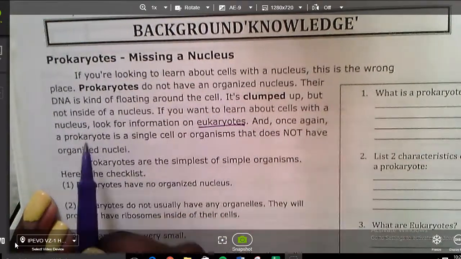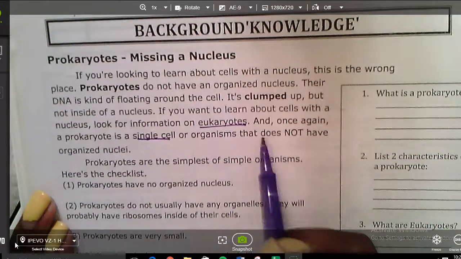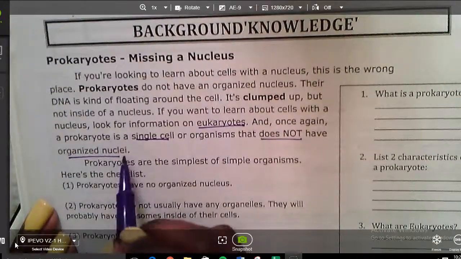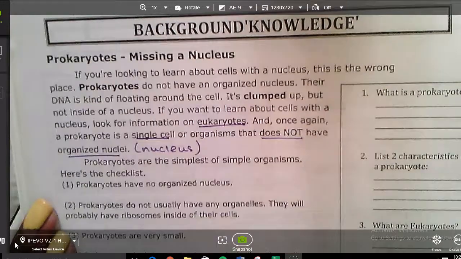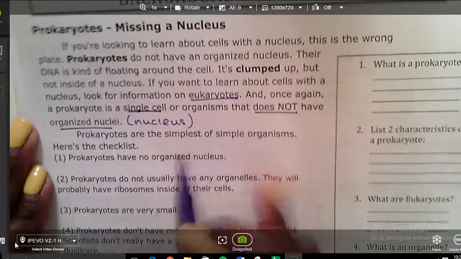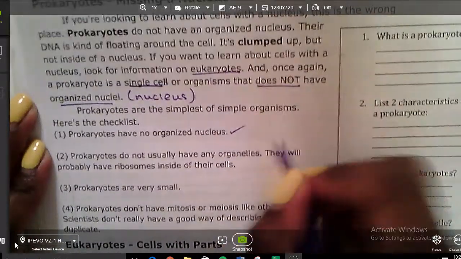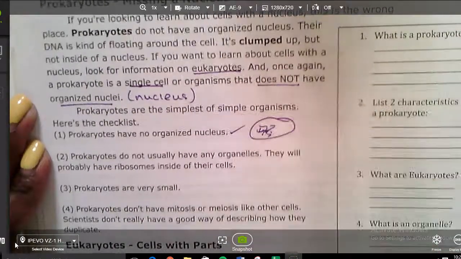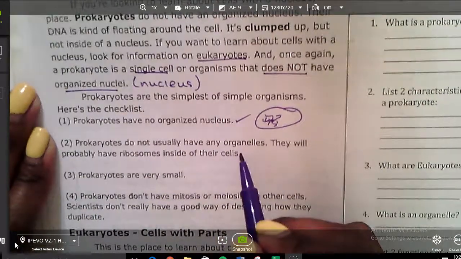And once again, a prokaryote is a single cell or organism that does not have an organized nuclei. And again, nuclei is plural for nucleus. Same word. Prokaryotes are the simplest of simple organisms. Here's the checklist. Prokaryotes have no organized nucleus. Remember, everything is just kind of floating around all together inside of that one cell. Prokaryotes do not usually have any organelles.